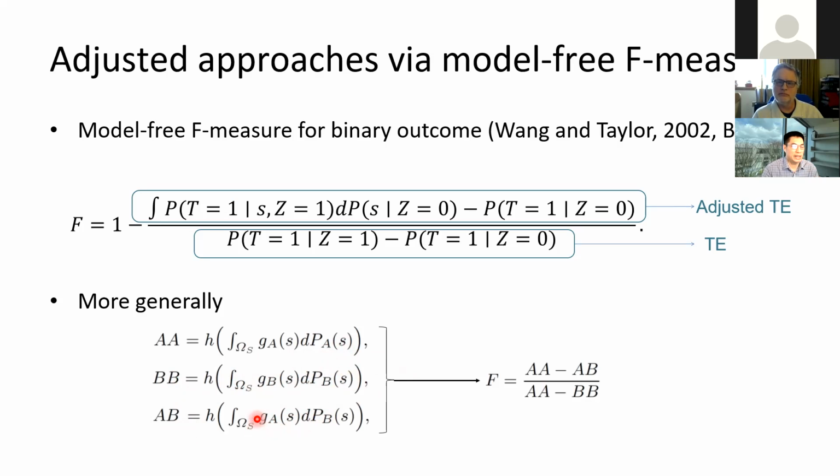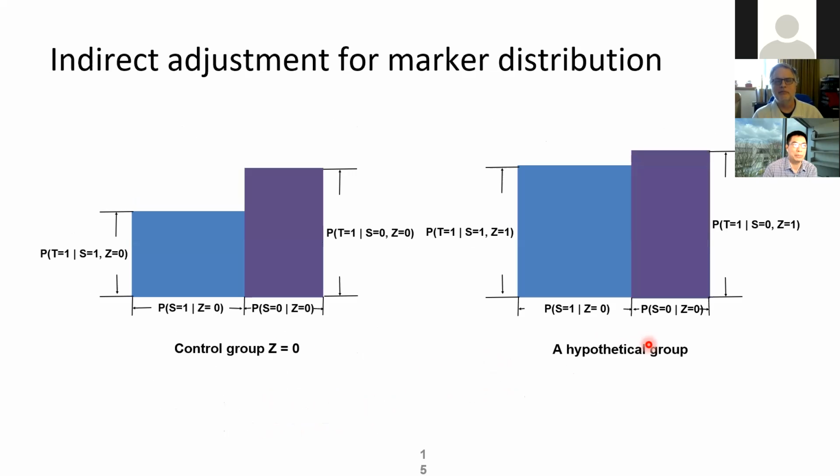over, using in one arm's distribution of clinical endpoints given surrogate markers, but applying it to another arm's surrogate marker distributions. So this is a more general formulation of the F measure Wang and Taylor proposed.